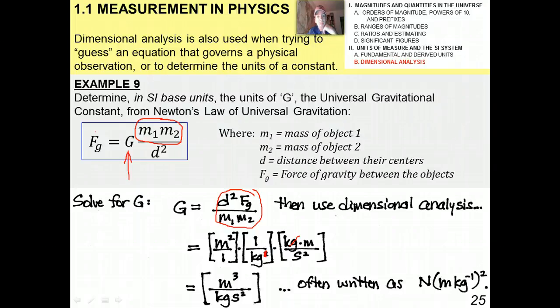So it turns out that G is a cubic meter over a kilogram second squared, and those are the units of this constant, okay? Now, I should point out that you often see this written as a newton times a meter per kilogram quantity squared, all right? Now, what you should do at this point is verify that what I have written here is in fact the same as this expression right here. That would be very useful for you, okay?